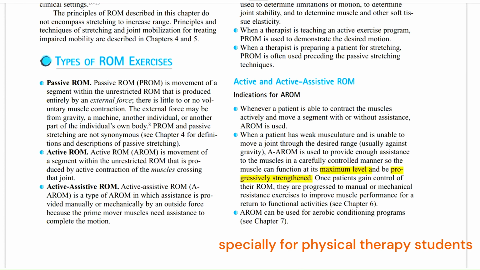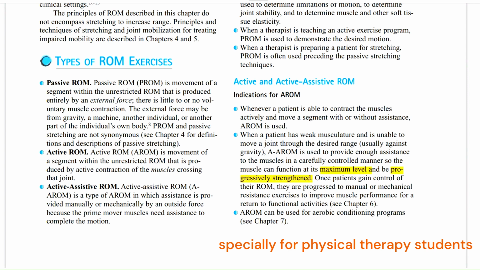The sources of that external force are majorly machines, the therapist, or another body part of the same individual. Gravity itself is also an external force. So all of these are involved as sources of external force. So passive range of motion is when you perform a movement to a certain level where there is no restriction, an unrestricted range of motion. It is completely performed by a therapist, the patient themselves, or a machine.